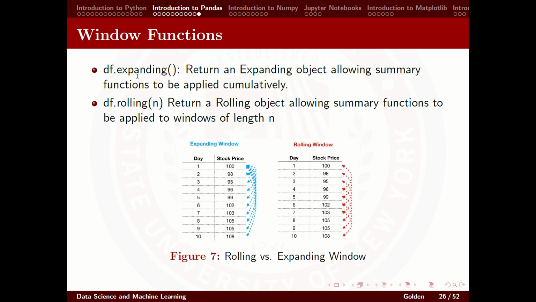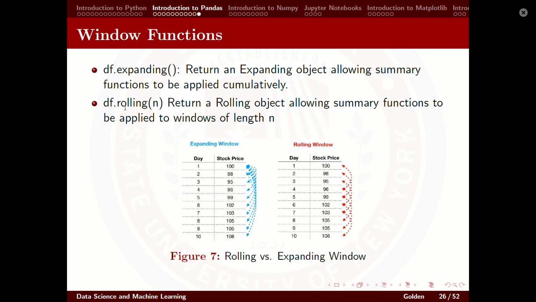Finally, we're going to talk about window functions. These are very important in SQL, as you will see later on. df.expanding returns an expanding object, which allows you to summarize the data cumulatively. This is useful if you're doing something like a cumsum, which is used for anomaly detection. Basically, you're summarizing data throughout, or seeing how the data changes throughout, maybe taking the standard deviation throughout.